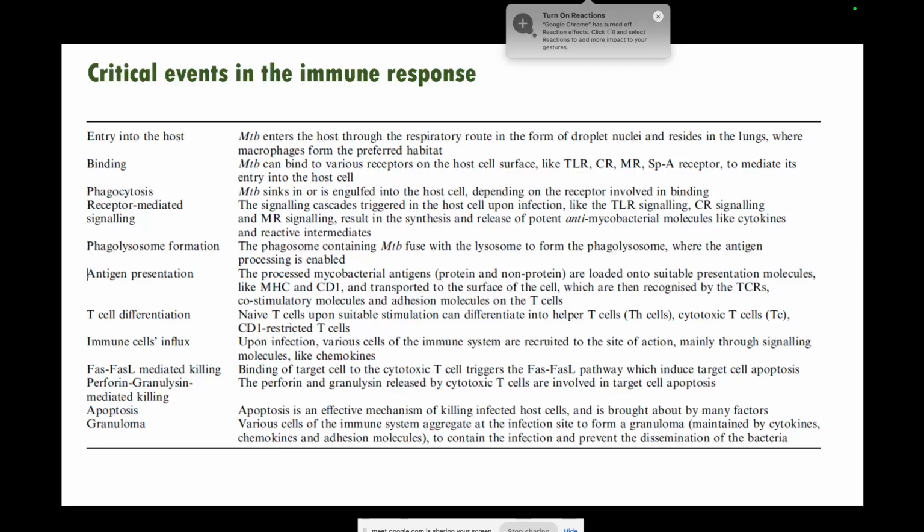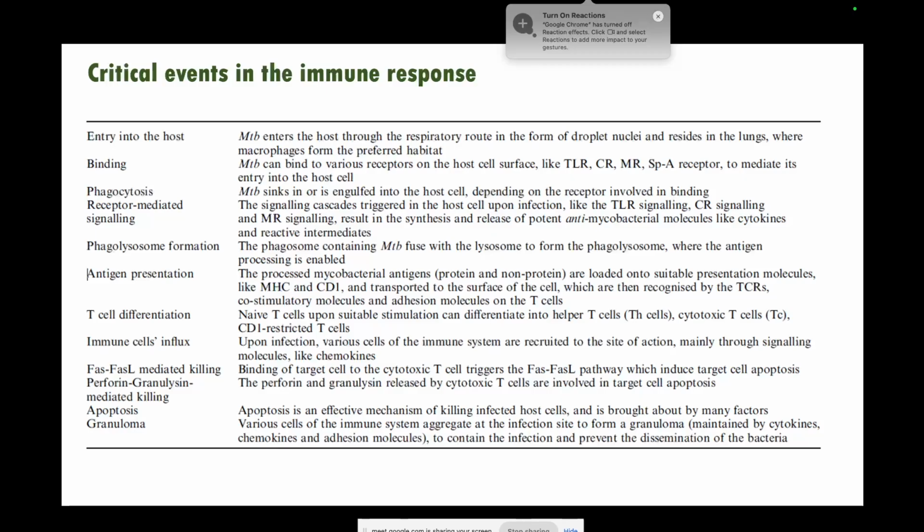co-stimulatory molecules. Then T cell differentiation occurs after antigen presentation, and in this case, the naive T cells differentiate into TH cells and TC cells, helper and cytotoxic T cells. And then upon infection, various cells of the immune system are also recruited, different types of white blood cells, different types of B cells, etc. Then the binding of the cytotoxic T cell triggers a pathway which induces targeted cell apoptosis. This is done using granulysin released by the cytotoxic T cells.